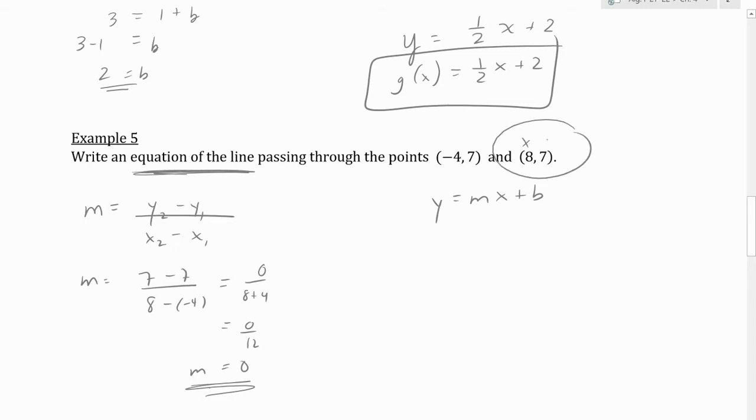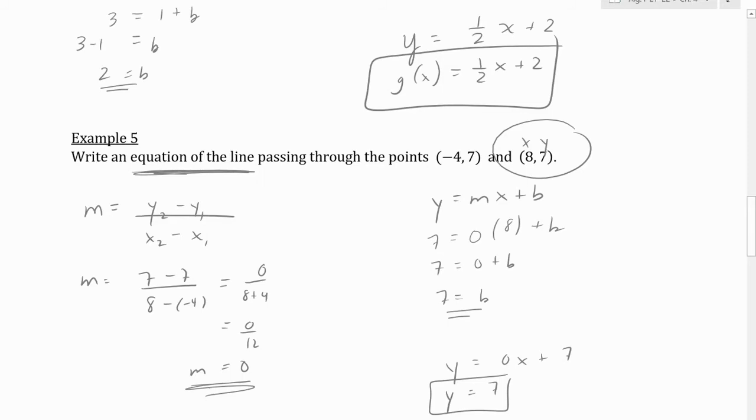Pick an x and y. y is 7 when the slope is 0 and the x is 8. 0 plus b is just b. y equals 0x plus 7. Nobody needs to see 0x. That's just y equals 7.